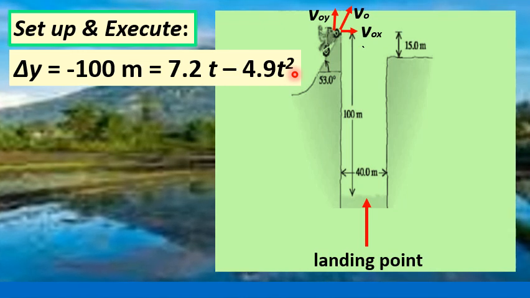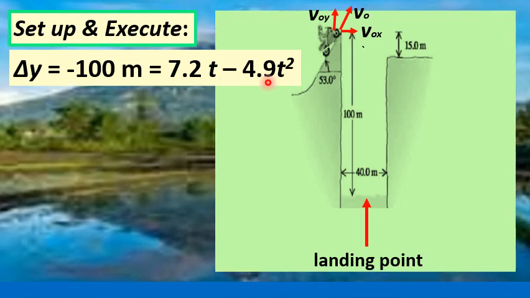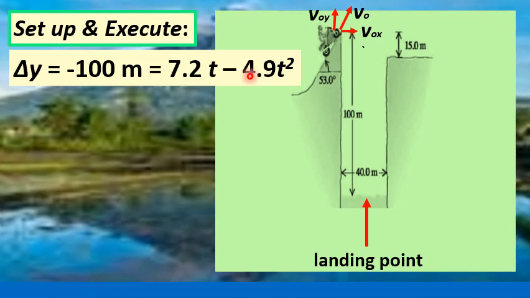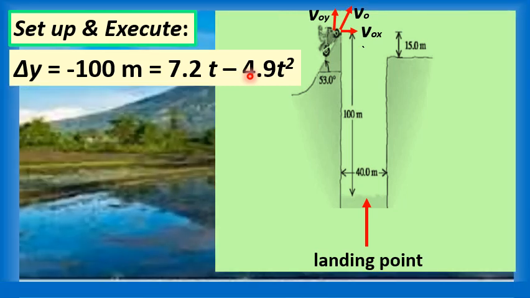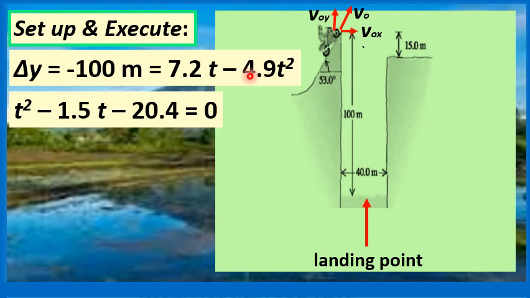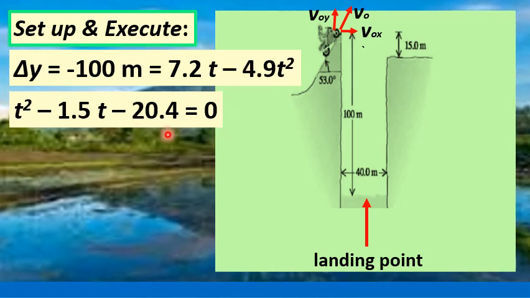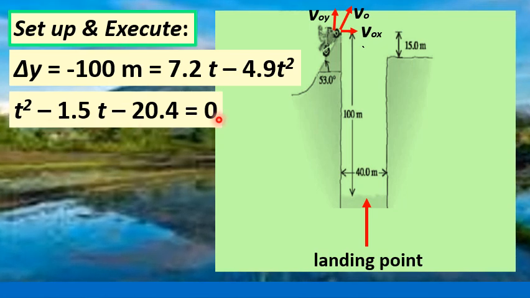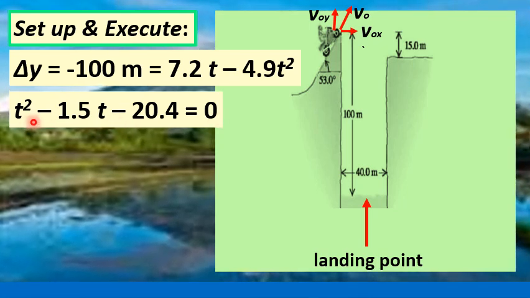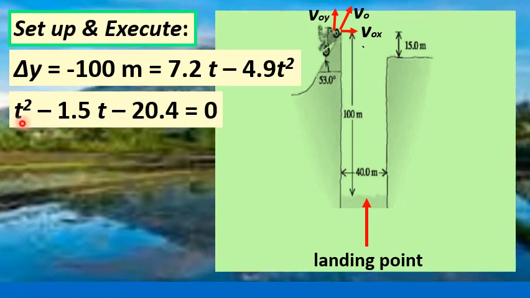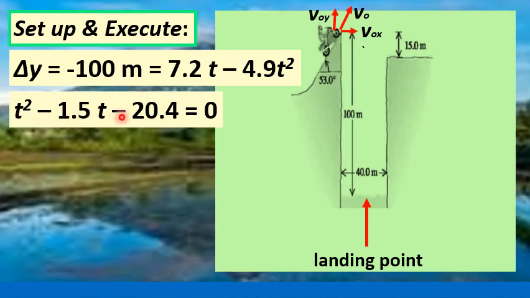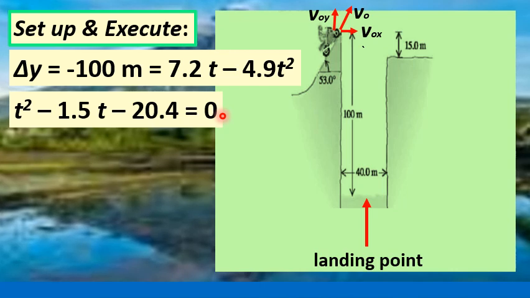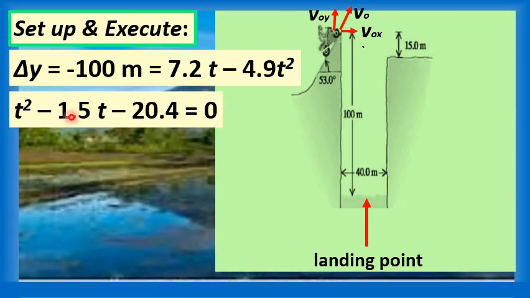And when you simplify this, we will actually get a quadratic equation, simplified as t squared minus 1.5t minus 20.4 equals 0. Right? So how did we come up with this?